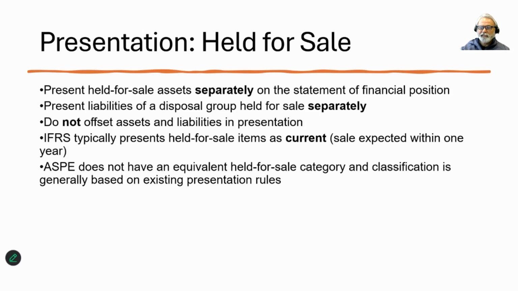Under ASPE, since we don't have an equivalent held for sale category, you would continue to show the assets on their original basis. So if you're talking about machinery, the machinery will be shown as a non-current asset. It's not PP&E anymore. It will be shown as a non-current asset because the machine originally was a non-current asset.